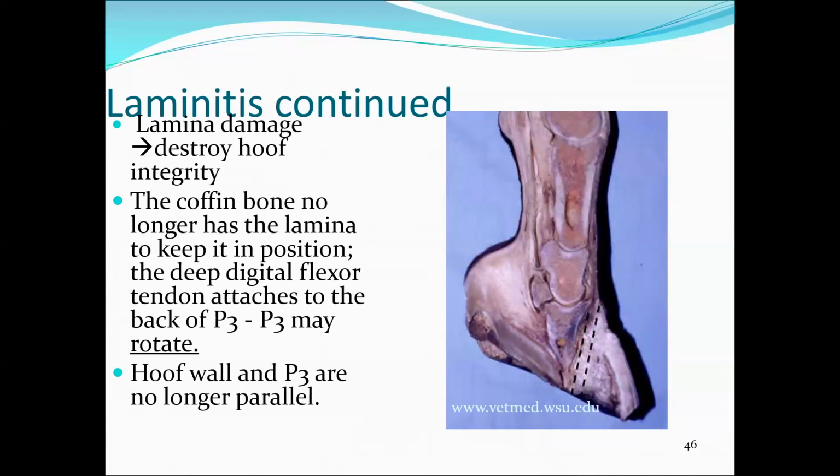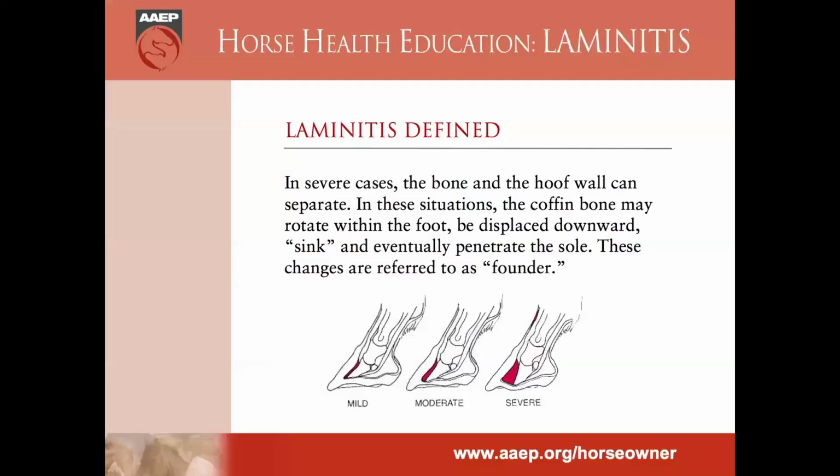What structure is causing the rotation after the damage is done? Deep digital flexor tendon. Deep digital flexor tendon, excellent, because it inserts where? Back. Back to the coffin bone. The bottom of the coffin bone, excellent. So it's attaching down to the base of the coffin bone and it keeps pulling because that's its job, and it has nothing pulling against it because the lamina are damaged. So it pulls that bone backwards and downwards.